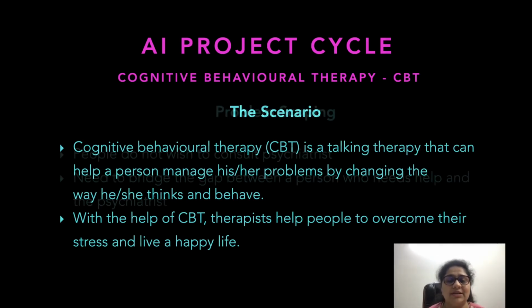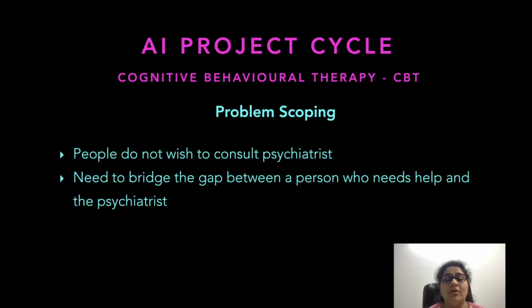Now, what next? Let us talk about problem scoping. The scenario, or in simple words the problem, we have all understood by now, right? So what is the next step in the project lifecycle? Problem scoping. The problem we have understood. Now, how do we scope it?